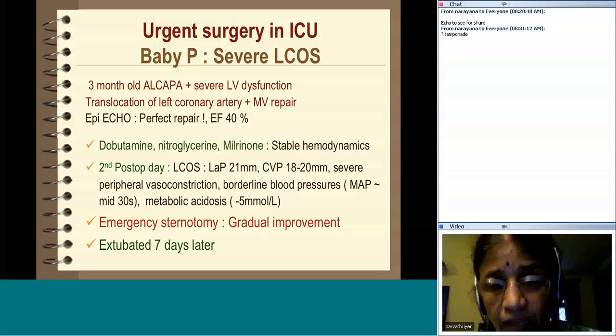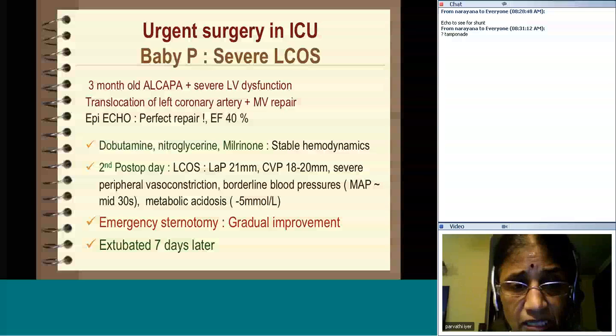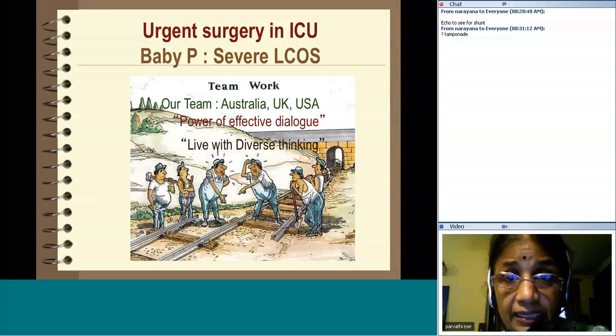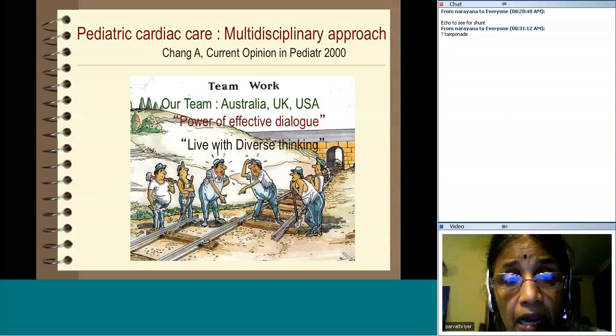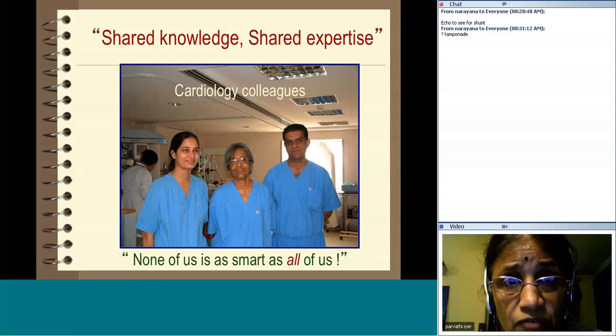For pediatric cardiac care, there's no getting away from the fact that it's a highly multidisciplinary approach. And even if we do not get on with each other, we have to learn to live with diverse thinking, and it's important to resolve conflict with effective dialogue. So it's very important to recognize that none of us is as smart as all of us put together, and it's a good idea to harness shared knowledge and shared expertise.